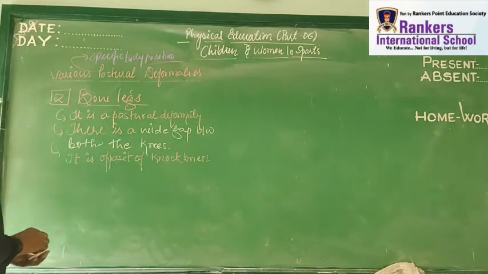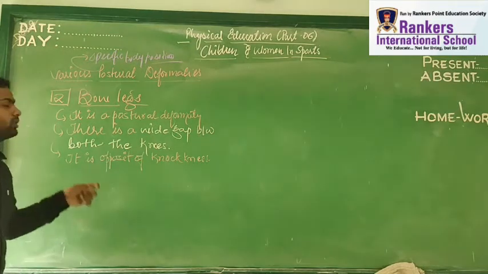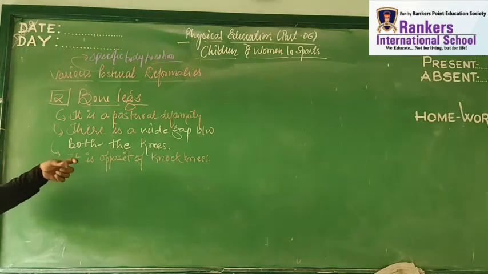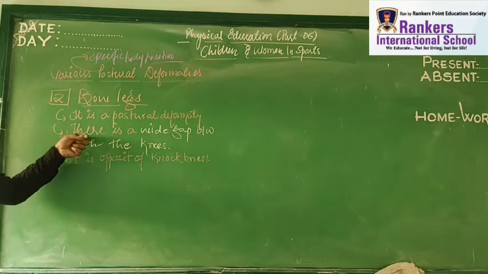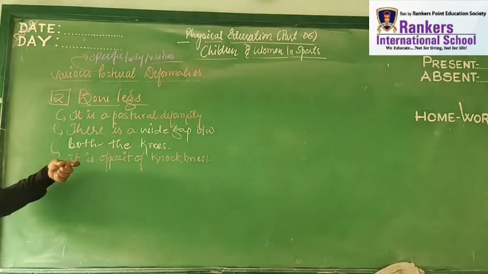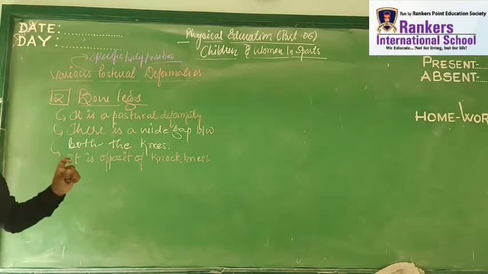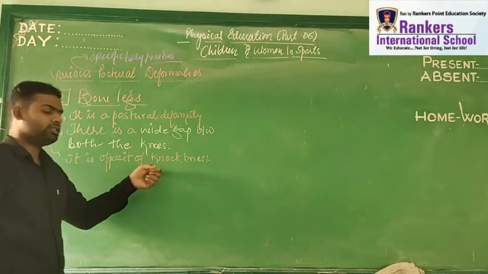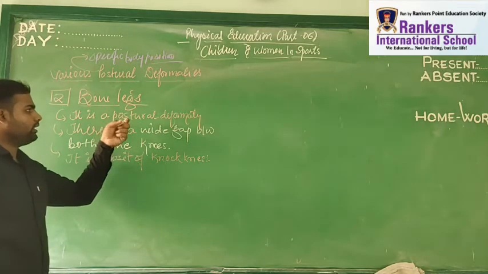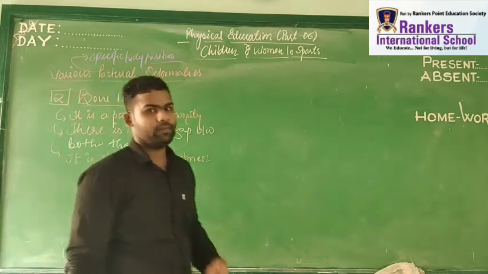Now the thing we have to understand is what is this bow leg exactly? Bow leg is a kind of postural deformity when there is a wide gap between both the knees. It is the opposite of knock knee, because knock knee is a situation when both the knees strike each other. But this is totally opposite. It is a situation when there is a wide gap between both the knees.